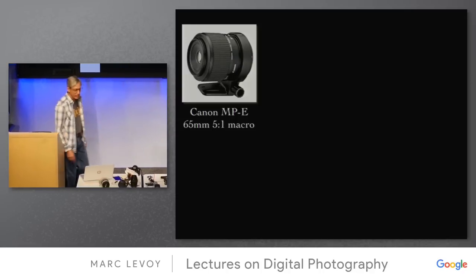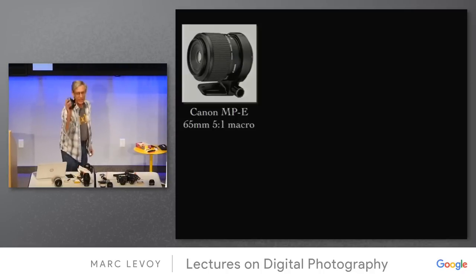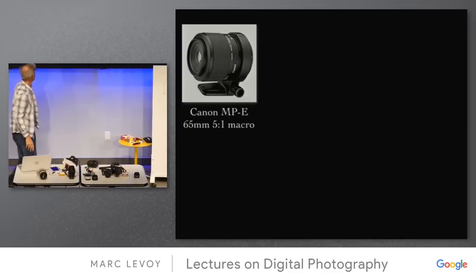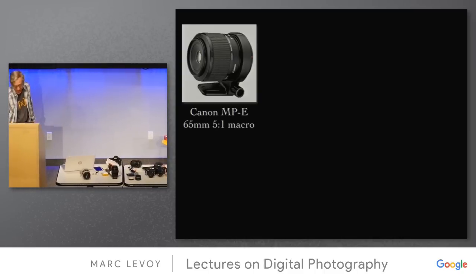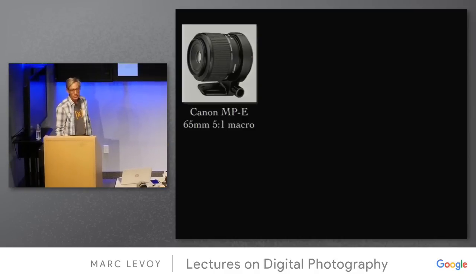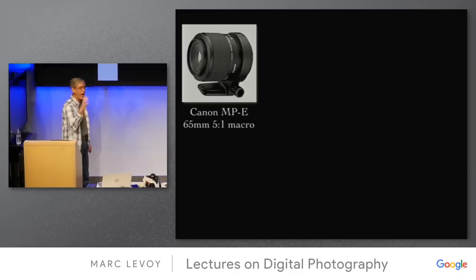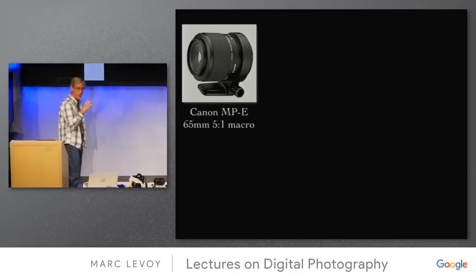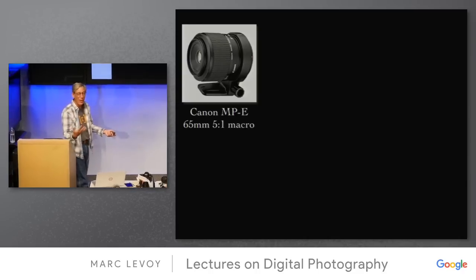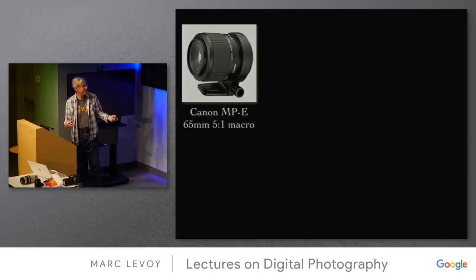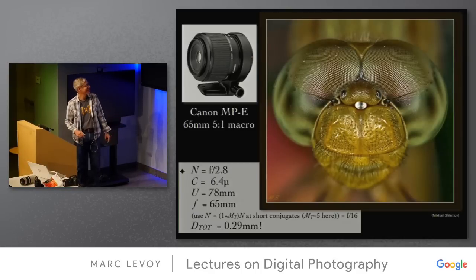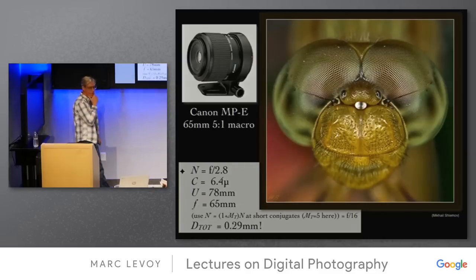Here's a macro lens, the Canon 65 millimeter macro lens. So it's a 5-to-1 macro. That means that things are going to be 5 times larger on the sensor than they are in the real world. What can you look at that you want to see that big? Well, mostly bugs. Well, maybe you don't want to look at bugs, but here are the numbers for that.